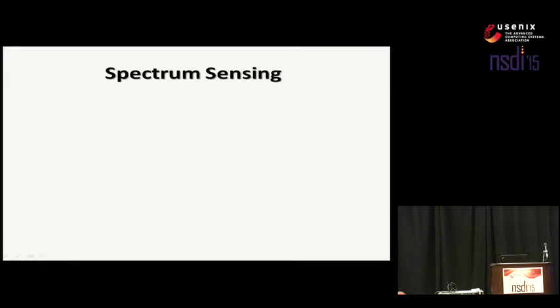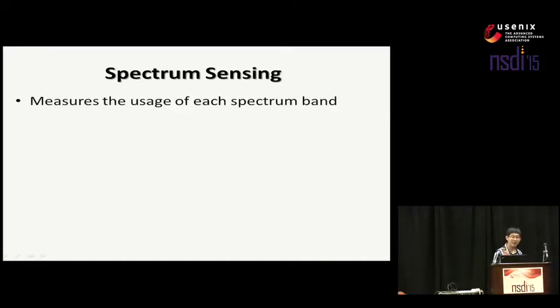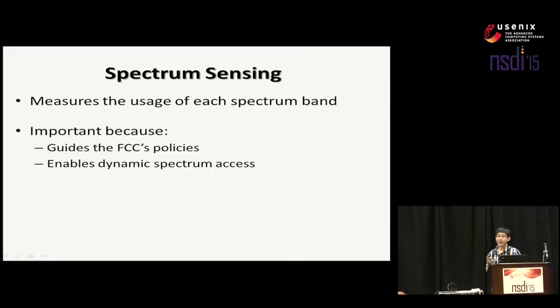Spectrum sensing tries to understand how we can use the spectrum, and it measures the usage of each spectrum band. It is particularly important for the government and the industry because it guides the FCC as it tries to set a new set of spectrum policies.